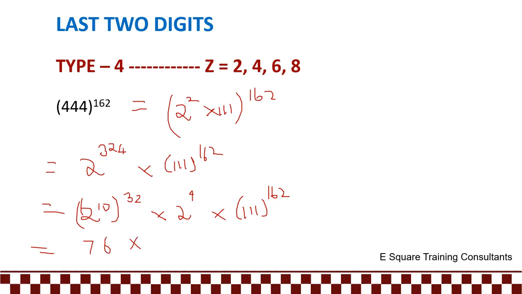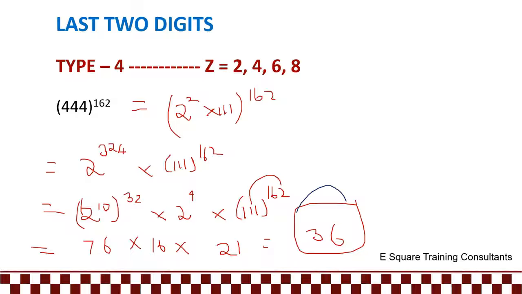And 2 power 4: 2 2s are 4, 4 2s are 8, 8 2s are 16. So this is 16 into, this is going to give us 1, and 1 into 2 is 2, so 21. So all that you have to do is multiply 76, 16 and 21. 76 and 16 should give you again 16 only in the unit digit. So 16 into 21 should give you 36 in the units place. The last two digits of 444 to the whole power 162 is 36. So the answer for this must be 36.